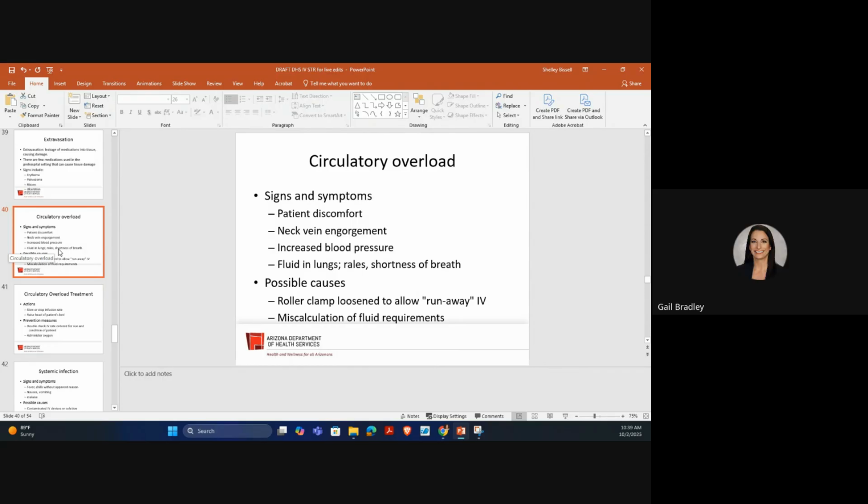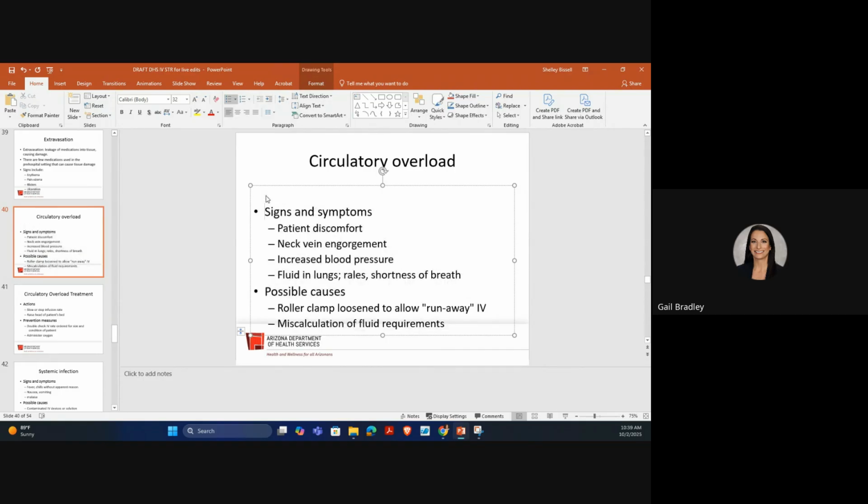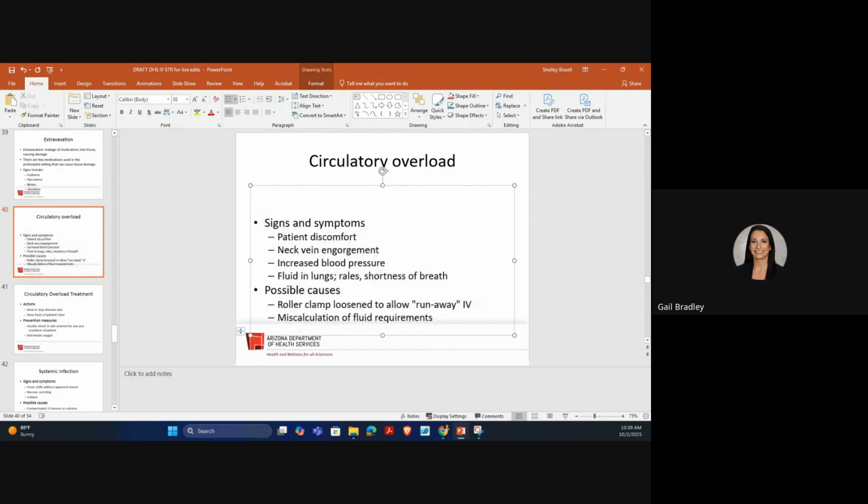So I think with this one, I like this, but I think it probably needs a little bit more explanation of, when we say circulatory overload, what does that mean, first, like a definition. So too much, essentially. I think we need to define it first. So maybe a bullet above that: excess IV fluids administered. What do you think about that?